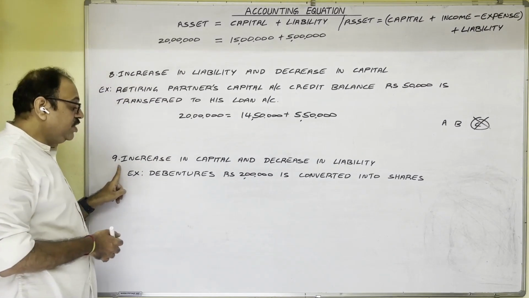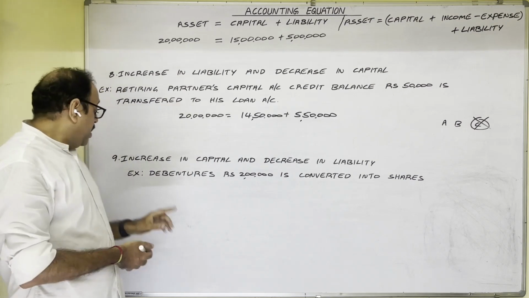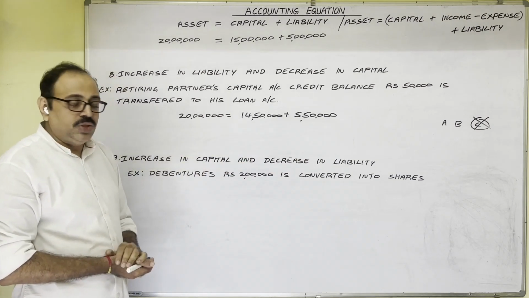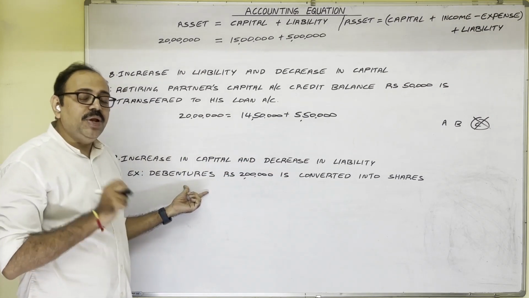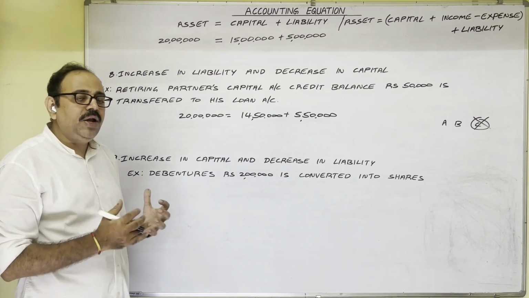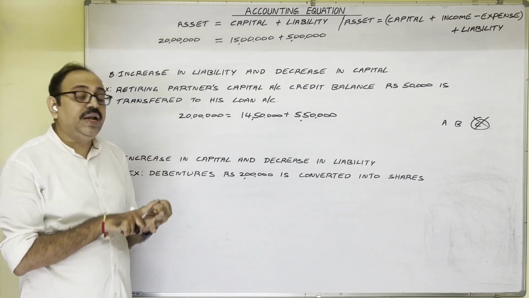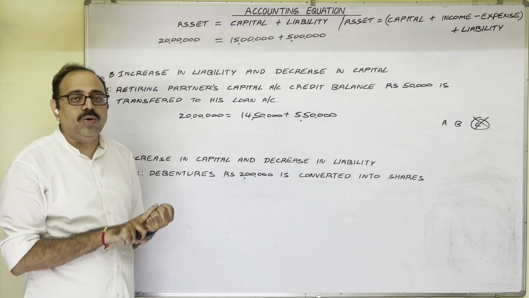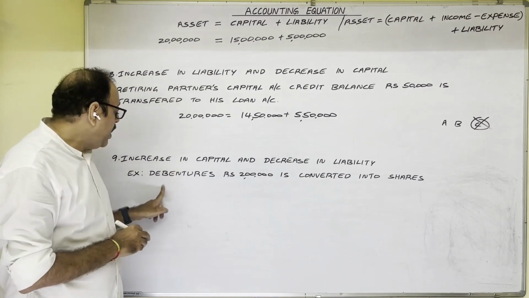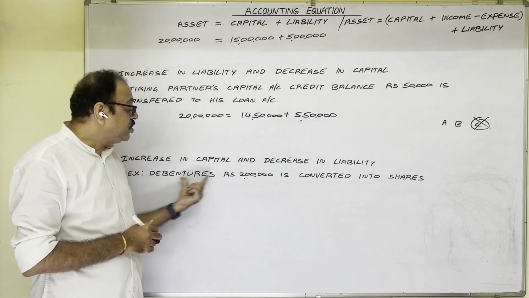Next, the last one, increase in capital and decrease in liability. Example, debentures of 2 lakh rupees are converted into shares. So here we are concentrating on company accounts. So a company, for its capital requirements, depends on different sources like equity shares, preference shares, retained earnings, debentures, bank loans, institutional loans, public deposits. Here, the company has taken a loan from the public. So as an acknowledgement, the company issued debentures to them.